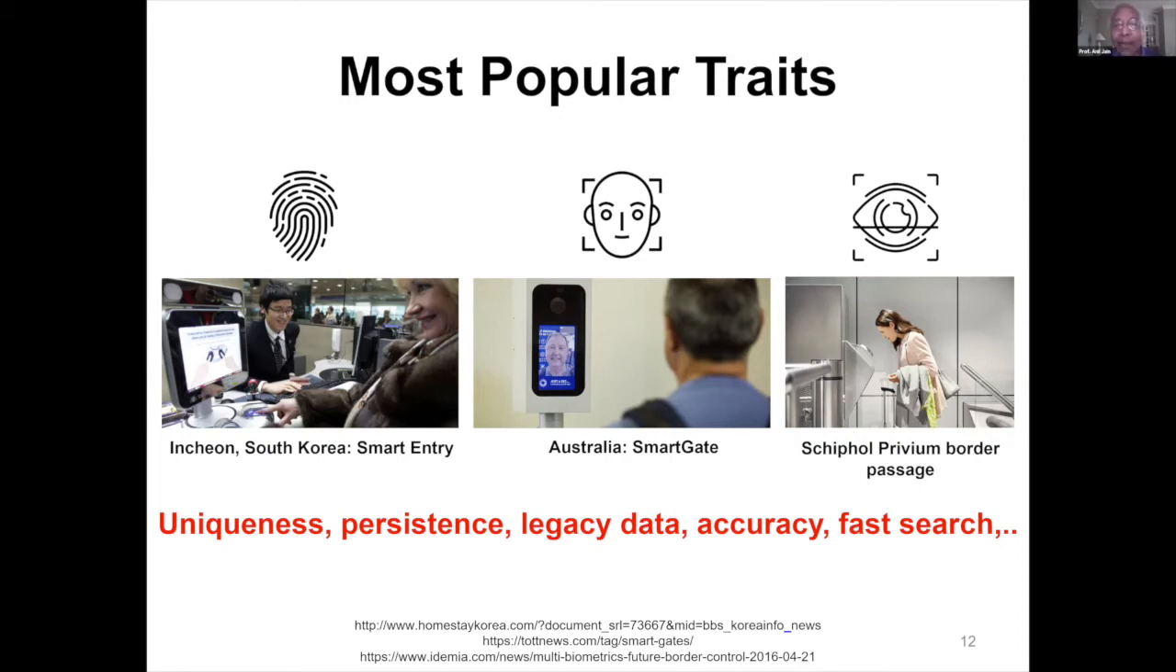So the reason why these three traits are very important is because of their uniqueness. That is, they have been shown to be different for different individuals. In fact, face was not so, and the second thing is persistence. Face is a difficult scenario to put in this category because identical twins have the same face, but iris and fingerprints are different for identical twins.